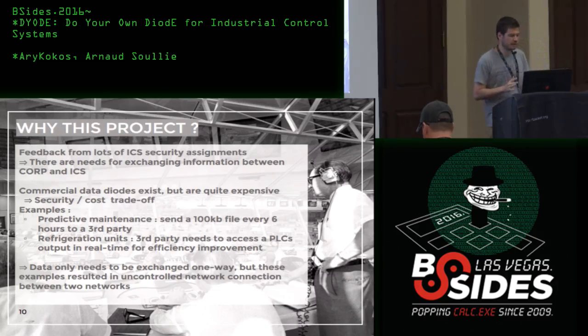Also, commercial data diodes, I did not invent the concept. It's been used for decades in the defense area, for example. So it exists, but it's quite expensive. So there's a trade-off between the cost and the security. Most of the time, a data diode will cost between 5,000 and maybe 50 or 100,000, depending on your need. So of course, if your client needs a synchronization between the ICS and the SIEM, here it's a SIP instance, maybe they're willing to pay 50K for that.